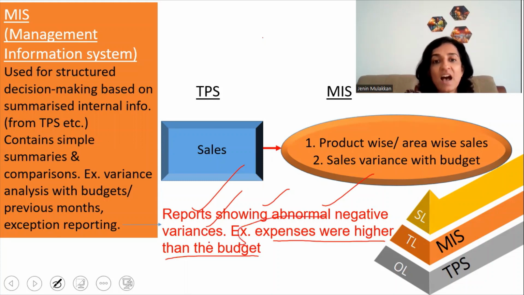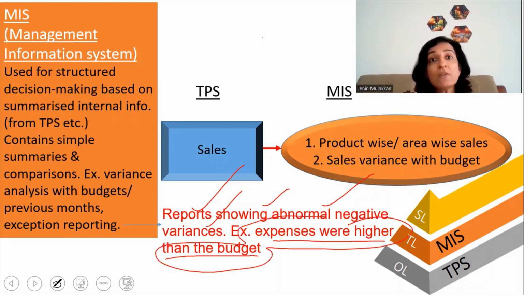Like if the expenses are higher than the budget, then naturally there should be an intervention from the part of the managers to see to it that the expenses are within the budget. Or where there are adverse variances of sales with the budget, then again an attention is required. So that is the meaning of exception reporting. So basically they don't need to look at all the variances. They need to look at only the adverse variances that require their attention.